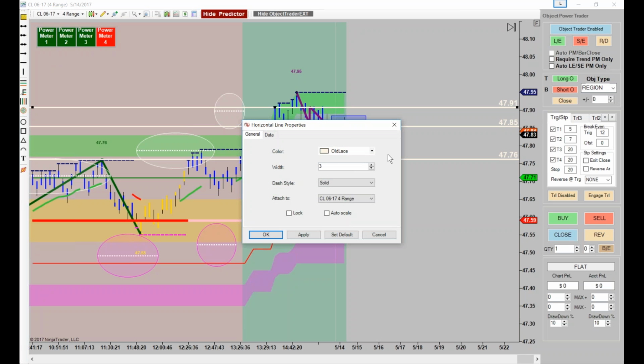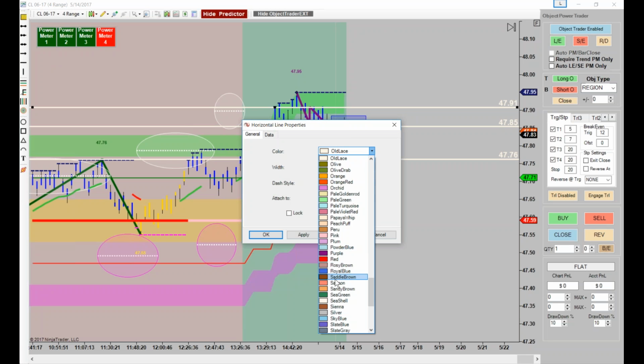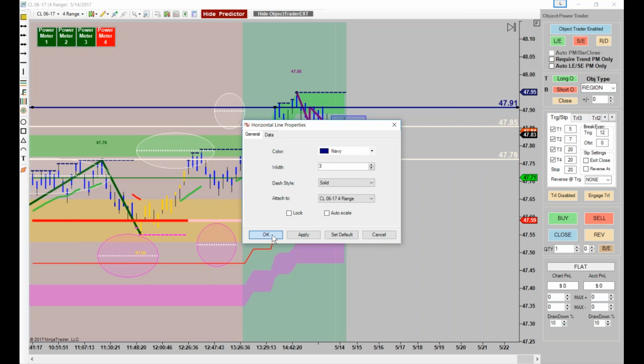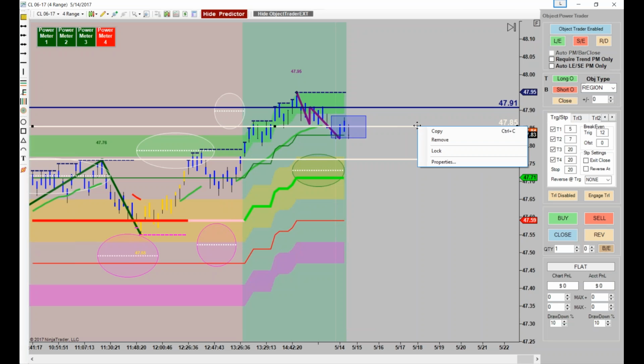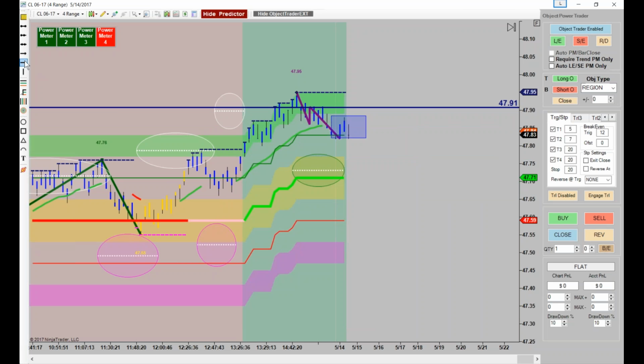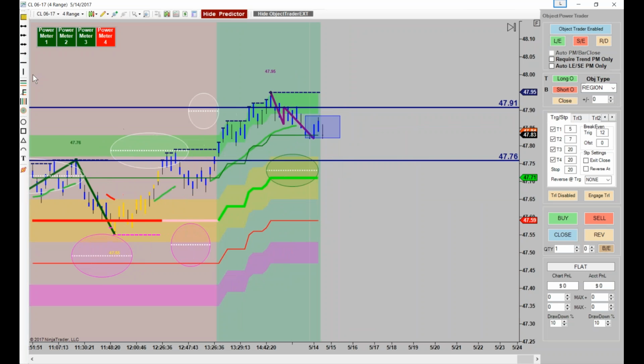Okay, I'm going to go ahead and change these colors. I had them white for that black background. Let's go ahead and do that real quick. Navy's good. Then I'll get rid of these and we'll just put them back on. Let's go ahead and draw our support, and we'll also draw support at mid-band too.